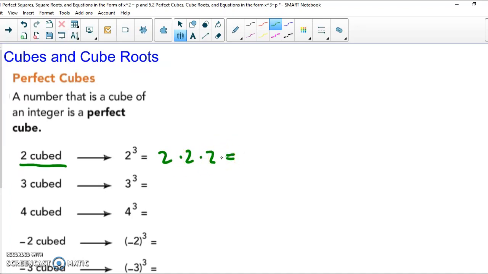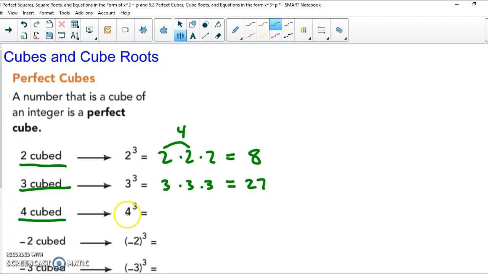As you're first getting started with these, break them down and do it one at a time. 2 times 2 is 4, and then 4 times 2 is 8. So be careful that you don't fall into the trap of adding these. 2 cubed is not 6. So take it one at a time. 2 times 2 is 4, times 2 again is 8. So similarly, when we say 3 cubed, we mean 3 to the third power, or literally 3 times 3 times 3. So 3 times 3 is 9, times 3 is 27.